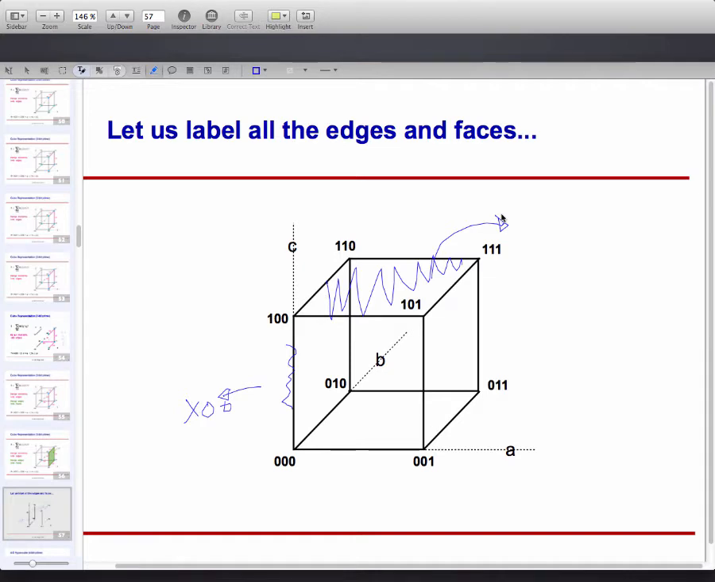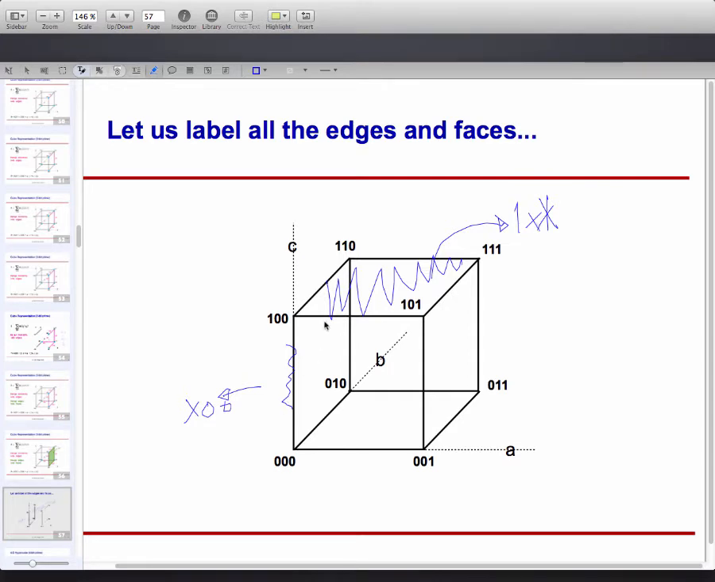Let's look at this face, the one which is at the top. What is this face? The label for this face is going to be? So it would be 1x1. Excellent. Oh, sorry. 1, 0. This would be 1xx. I'm sorry. Okay.